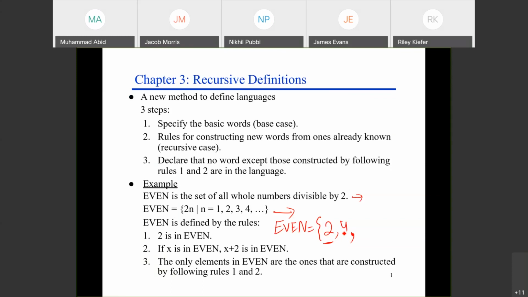Now I again use this rule. I use this 4 as x, and x plus 2 is equal to 6. So now I again use the same rule x.